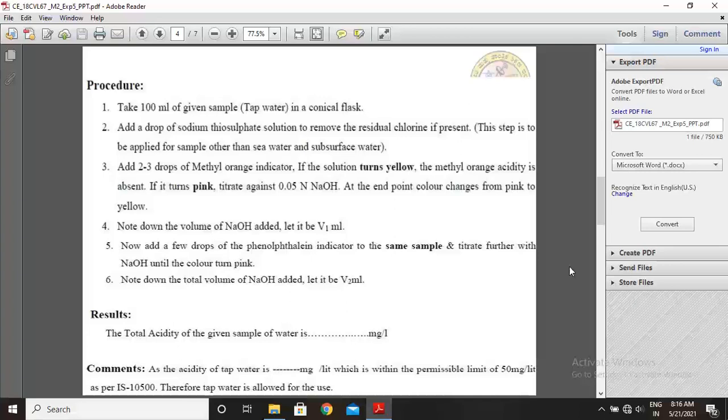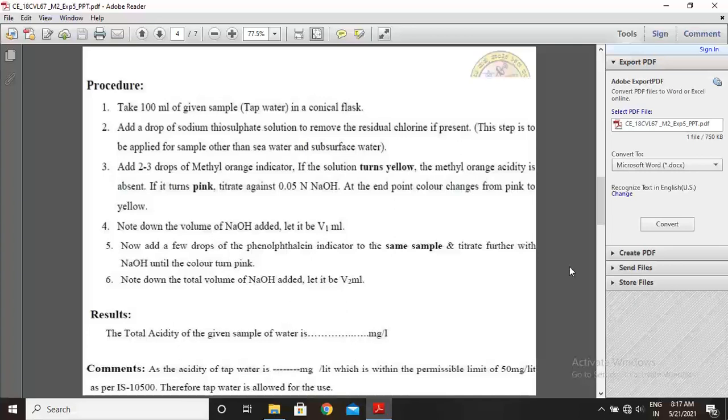This step is to be applied for samples other than seawater, in surface water. Add 2 to 3 drops of methyl orange indicator. If the solution turns yellow, the methyl orange acidity is absent. After adding the methyl orange indicator, if it turns yellow, the methyl orange acidity is absent.